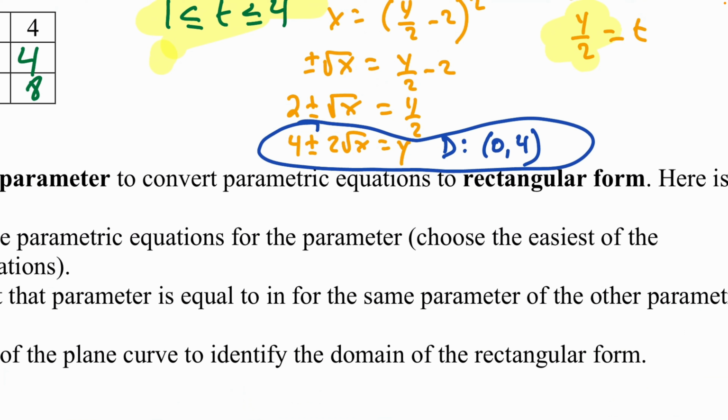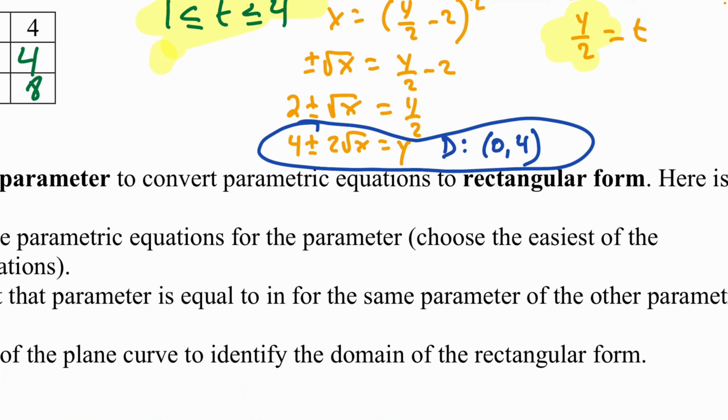And that's the idea of converting to rectangular form. And it's an important idea. We can usually manipulate equations in rectangular form or differentiate them or do things with them that maybe we don't know how to do in parametric form.